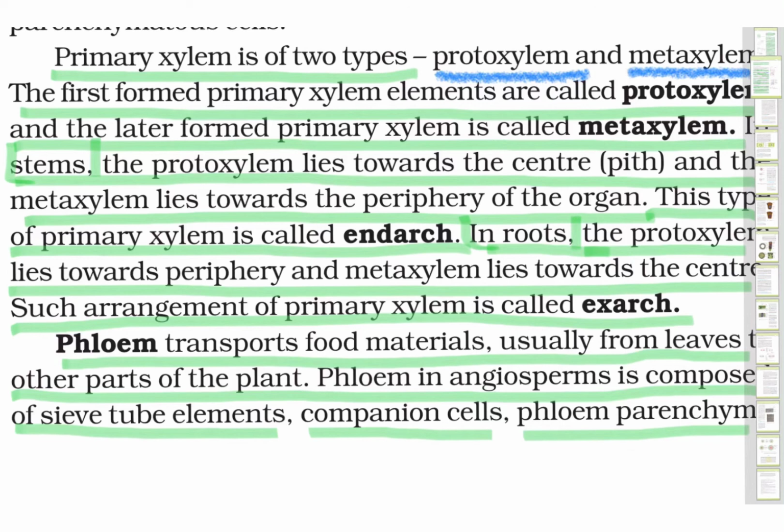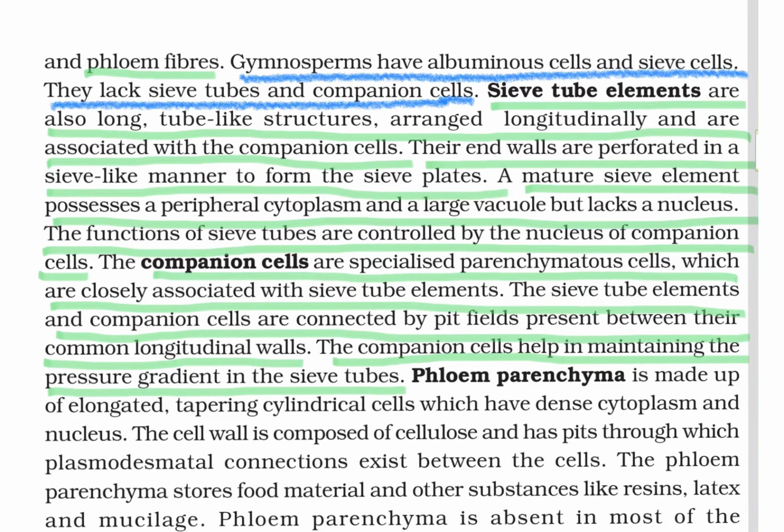Now the next topic is phloem. Phloem transports food material, usually from where it is prepared, that is in leaves, to the other parts of the plant. Phloem in angiosperms is composed of these elements: sieve tube elements, companion cells, phloem parenchyma, and phloem fibers. Generally, gymnosperms have albuminous cells and sieve cells, but they lack sieve tubes and companion cells.